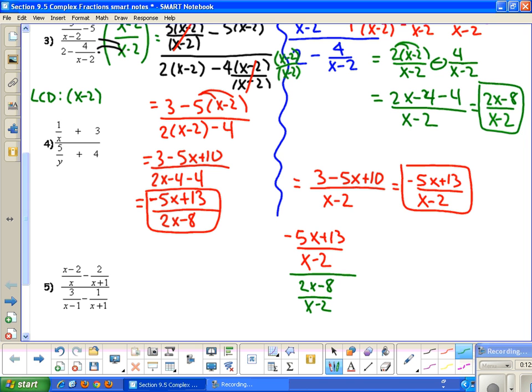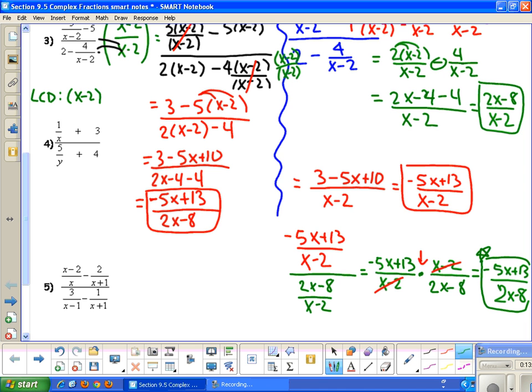And then we've solved these before. So how do you divide a fraction by a fraction? You multiply by the reciprocal of the second term. So negative 5x plus 13 over x minus 2 times x minus 2 over 2x minus 8. And then notice that you look for a common factor since this is multiplication here. Now I can cancel these out, and that becomes equal to negative 5x plus 13 over 2x minus 8, which is the same thing as what we got right here.